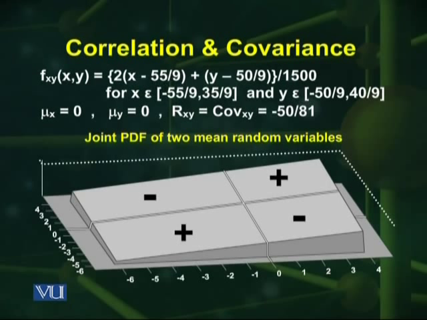And if you want to find the correlation coefficient for this case, you have to divide this covariance number, minus 50 over 81, by the standard deviation of x and the standard deviation of y. I'm not going to do that. I'm going to leave this as an exercise for you.